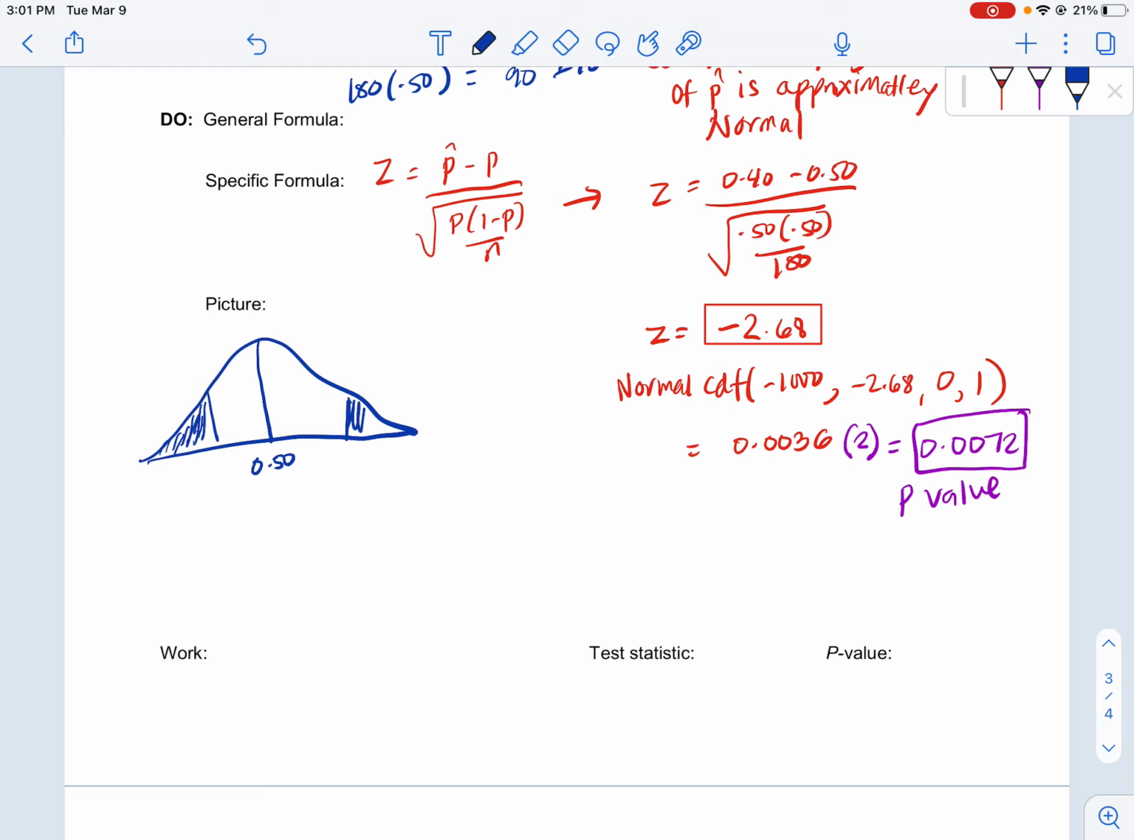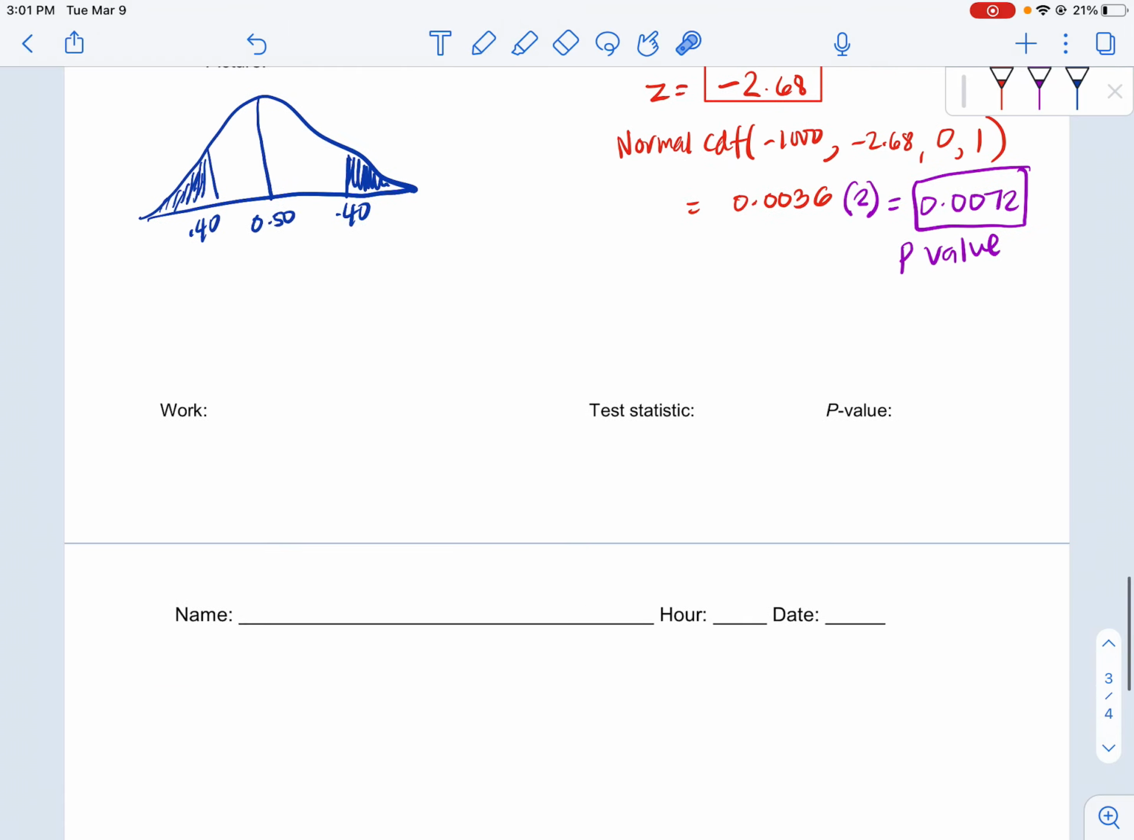So I have both 0.40 and 0.40 on both sides, right? And I want to get the area of this, which is this 0.0036, and I'm going to multiply that by 2 because I also want that area in there. Does that make sense? Hopefully. So that's it, you guys. And then we are going to make our conclusion.